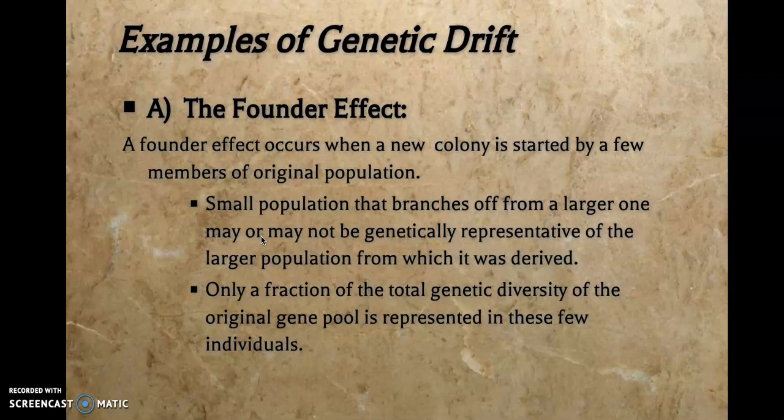The founder effect is the first example. A founder effect occurs when a new colony is started by a few members of the original population. A small population that branches off from a larger one may or may not be genetically representative of the larger population from which it was derived. Only a fraction of the total genetic diversity of the original gene pool is represented in these few individuals.